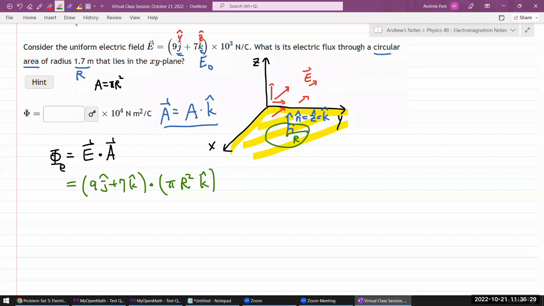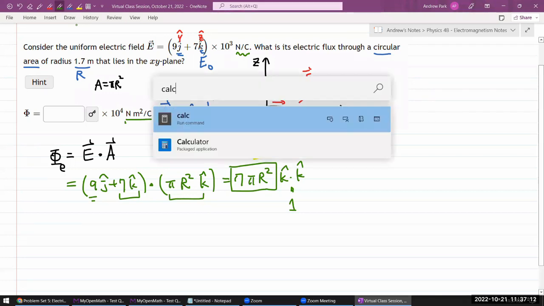If you remember the component by component definition of that product, we basically do x component times x component, 0 for both of them. Y component times y component. This is not 0, but there's no y component here, so that's a 0. So the only part that doesn't vanish is the z component times the z component, 7 pi r squared, and you have k dot k, which is just equal to 1. So my electric flux is this thing times the unit times the area. Oh wait, I guess that is the electric field times area.